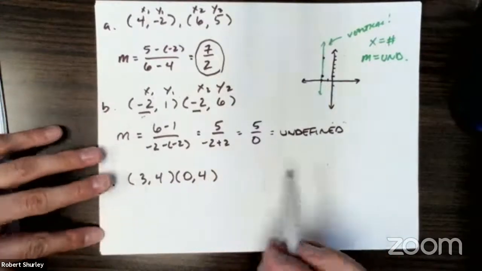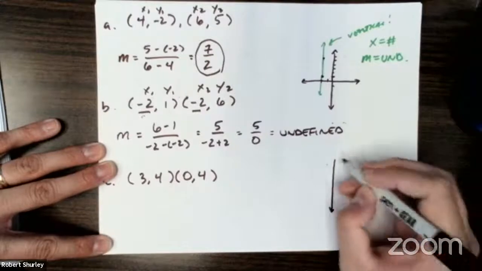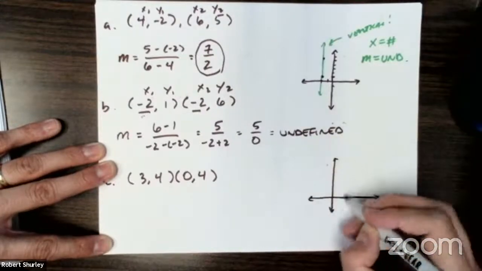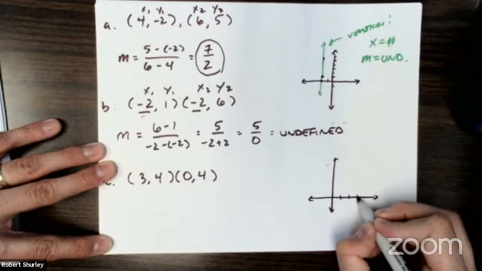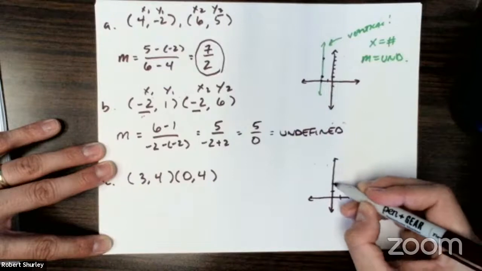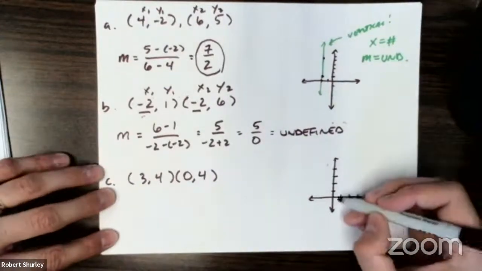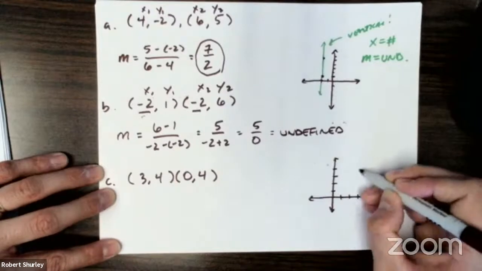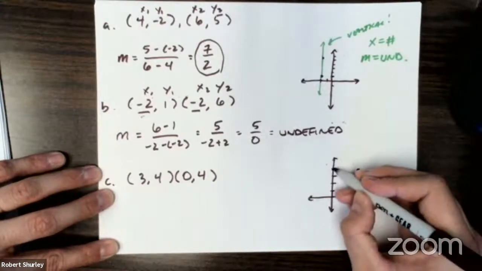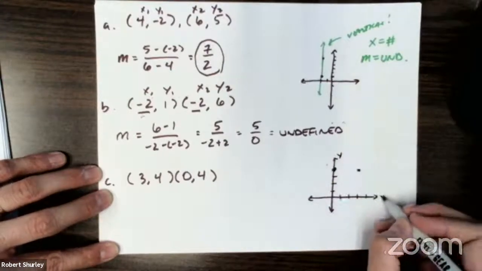So I bet we have a horizontal line. Let's see. So if I graph this one, just to show you. We've got 1, 2, 3, 4. 1, 2, 3, 4. Okay, so the first coordinate, 3, 4. So we go over 3 and then up 4. And the second coordinate, 0, 4. Hey, that's our y-intercept, right? Because it's crossing the y-axis.